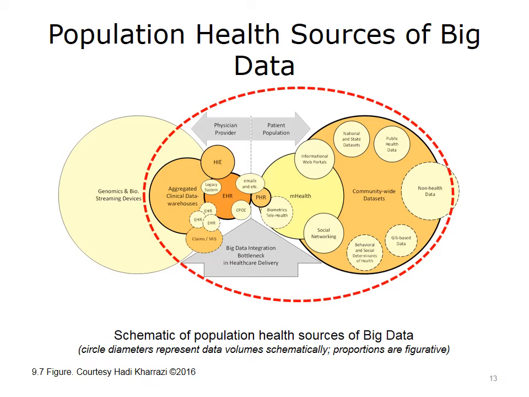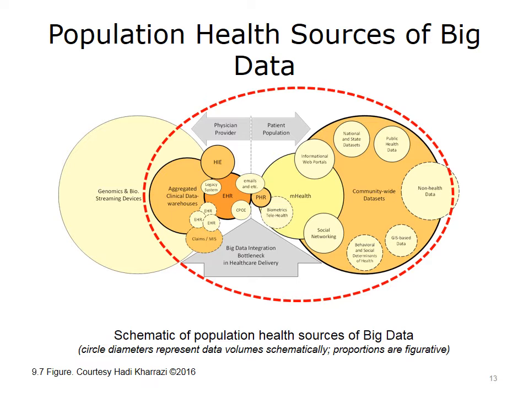This schematic depicts the potential sources of big data for population health research and operations. Note that although the sizes of the circles represent the potential data volumes from each source, the proportions of the circle sizes are not real and are represented figuratively. The potential data sources for population health are encircled. These data sources vary from provider and health system-centric data systems, as seen on the left side of the diagram, to the patient and community-centric data systems, depicted on the right side.